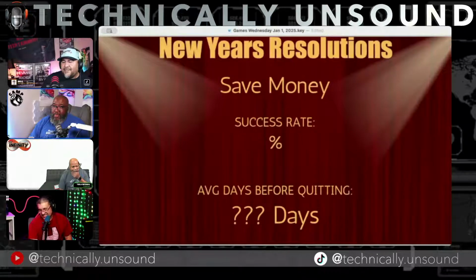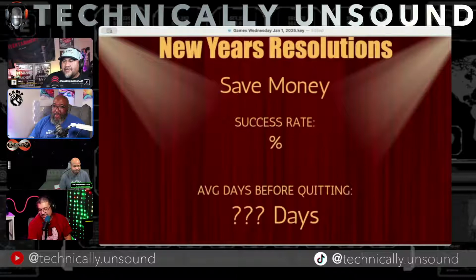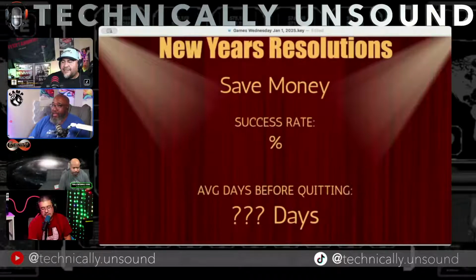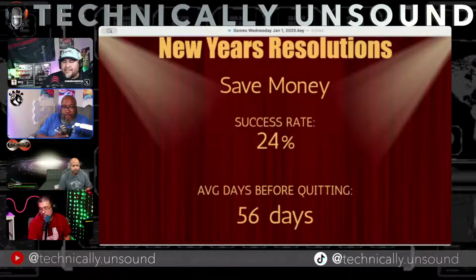Save money. In this economy, negative 1%. 17% and 55 days. Less than that. No, actually, and I don't know if by saving money they're talking about starting a savings account or whatever, but they say 24%, but the quitters give up after a couple months. Oh, Joey was almost right there. On part of it.